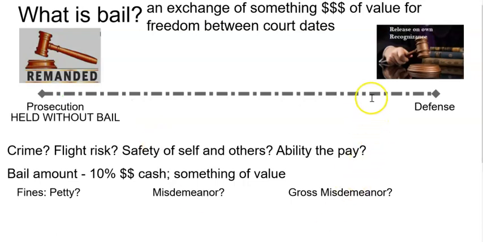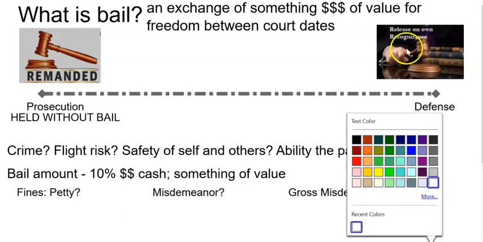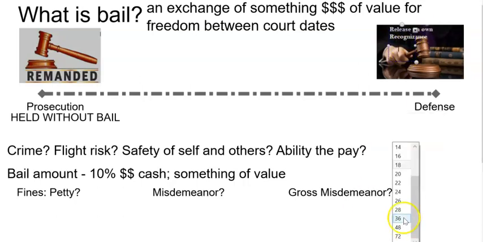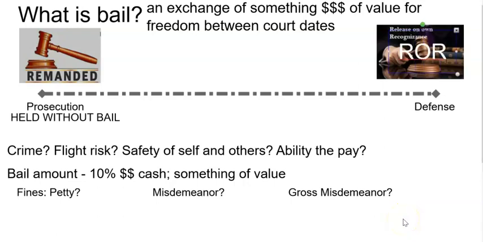On the other extreme is what we refer to as ROR. And I'm going to see if I can get this in some big letters for you. ROR is an acronym for release on own recognizance. And I know that's really small, so I'll rewrite it here. Release in white font really doesn't help you any. Release on own recognizance.